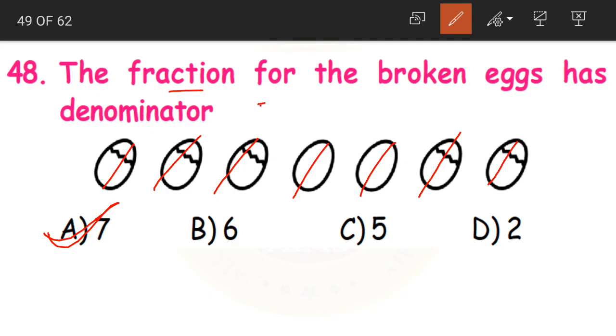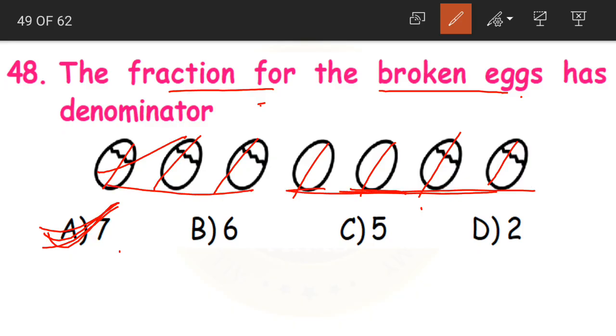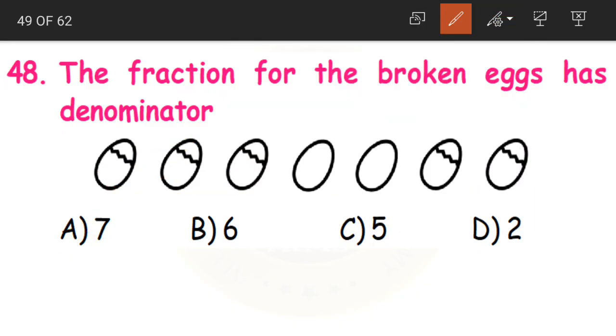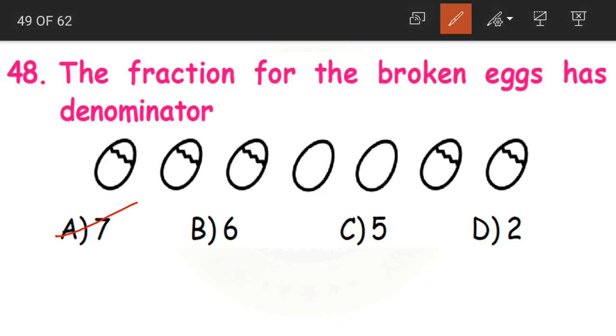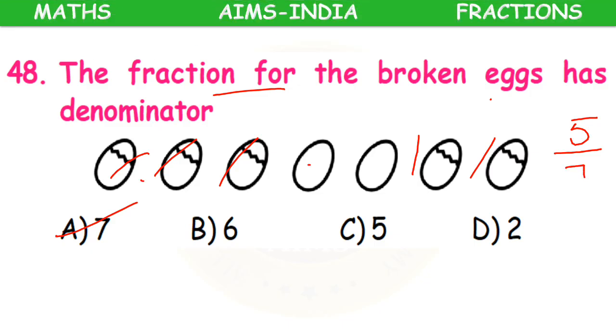Okay. Now they are asking us the fraction for broken x. Be it broken x or unbroken x, the denominator will be the same. Yes, it will always be 7. That is nothing but the total number of x we have. Option A, 7 becomes our correct answer. If you go for the fraction for the broken x, it would be 1, 2, 3, 4, 5. 5 broken x divided by 7. That is the total number of x.